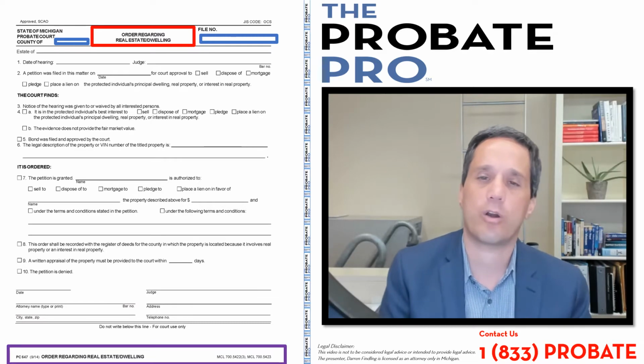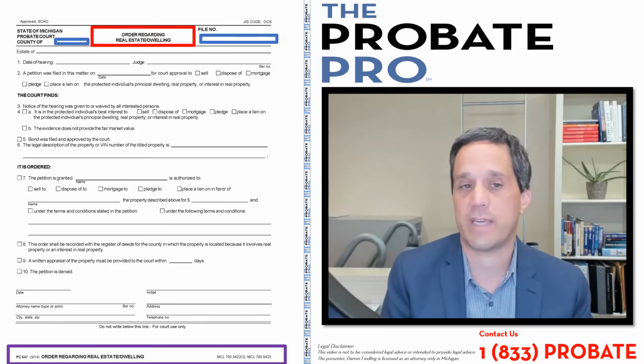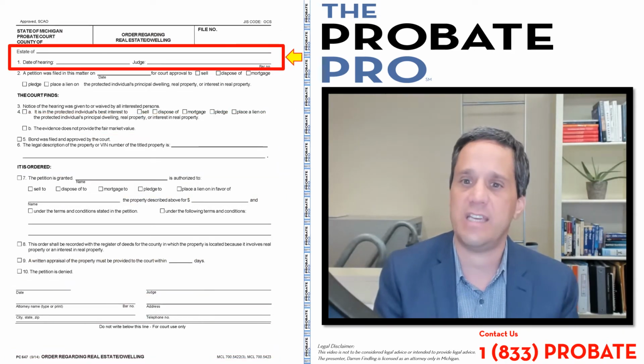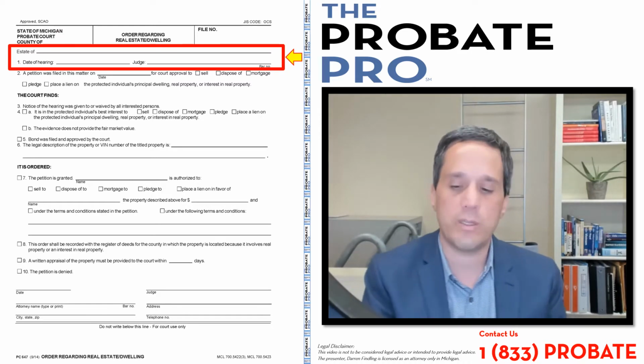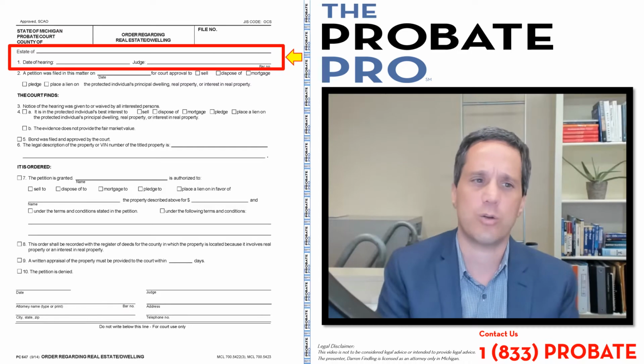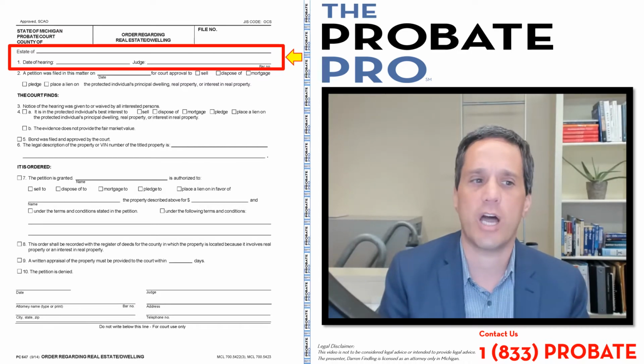The top left corner would identify the county in which the conservatorship is, and the top right corner the case number. The next part is pretty intuitive. It's the name of the estate, and often people think the word estate only means when somebody has died, but we call conservatorships estates also. So here it is a conservatorship estate, the date of the hearing, and the judge.